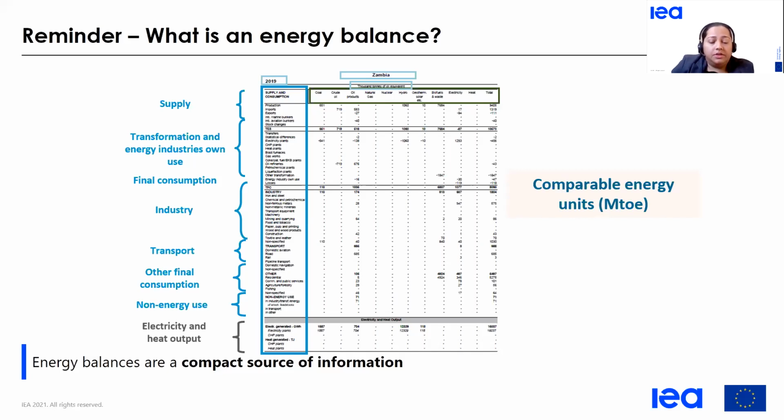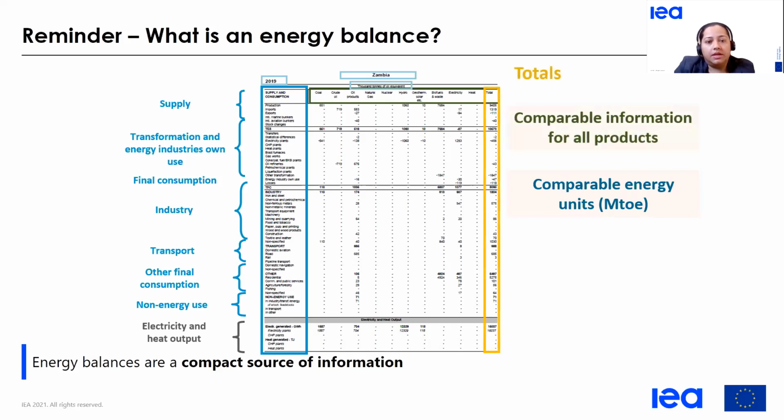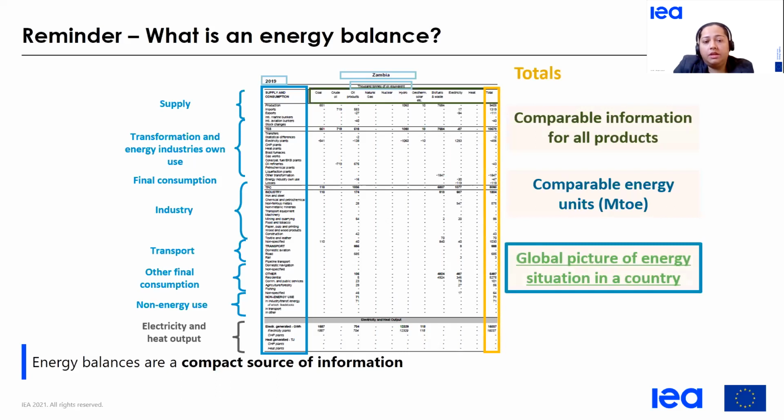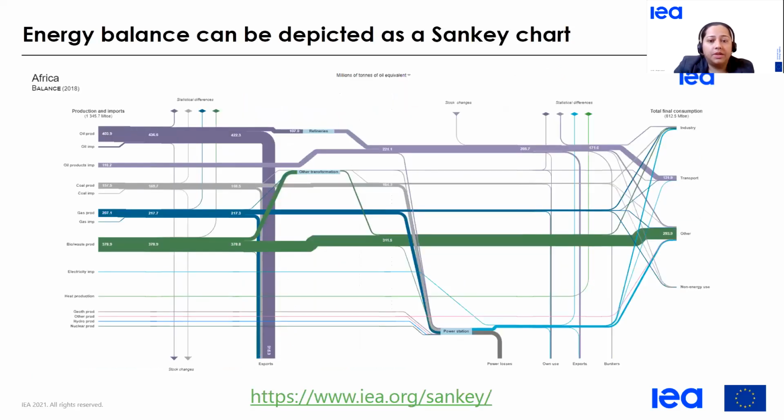This format of energy balance allows us to make an easy comparison of the contribution of each fuel in the economy. And also we can see the interactions, the conversion of one fuel into another. So with the energy balance, you can have the global picture of the energy situation of a country. Another way to present an energy balance is through the Sankey flow, which is a graphic format.